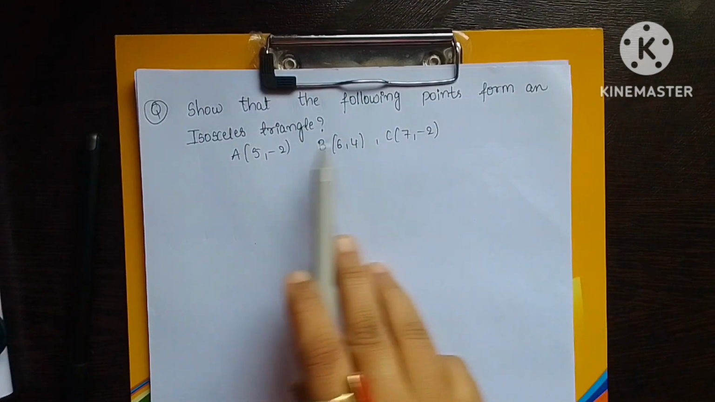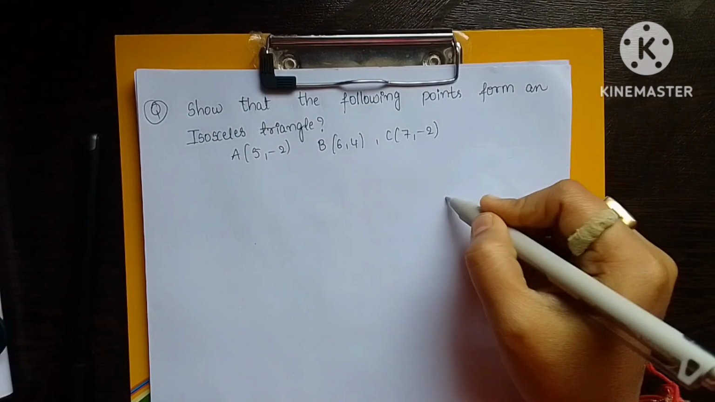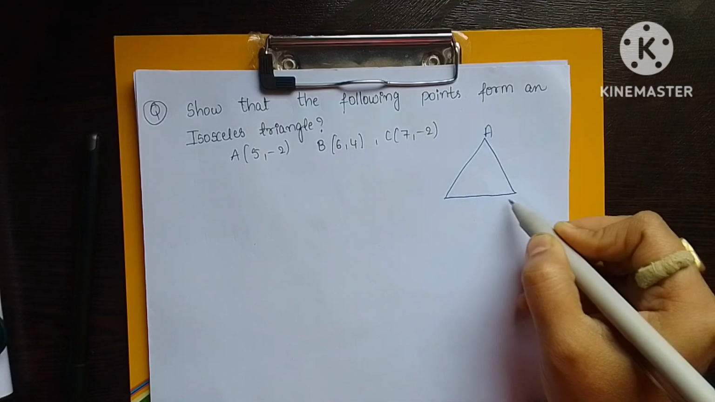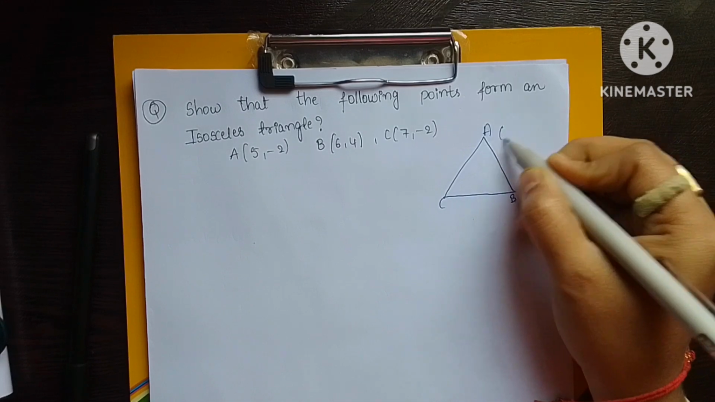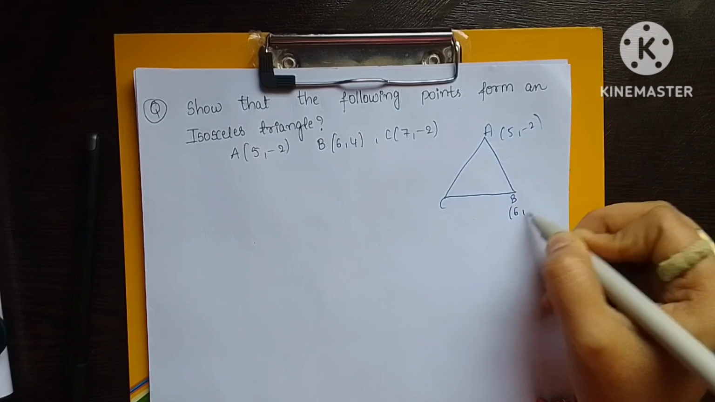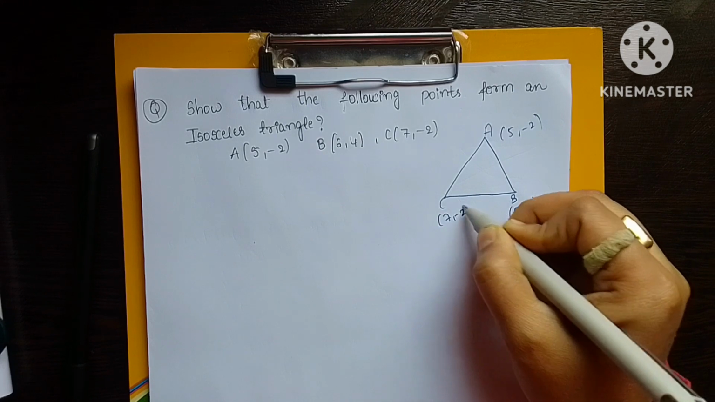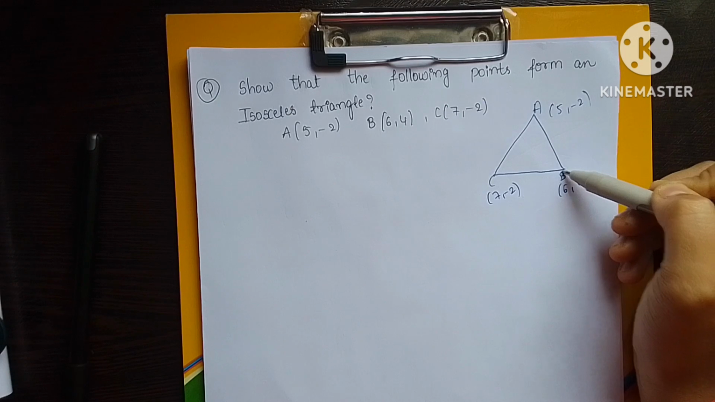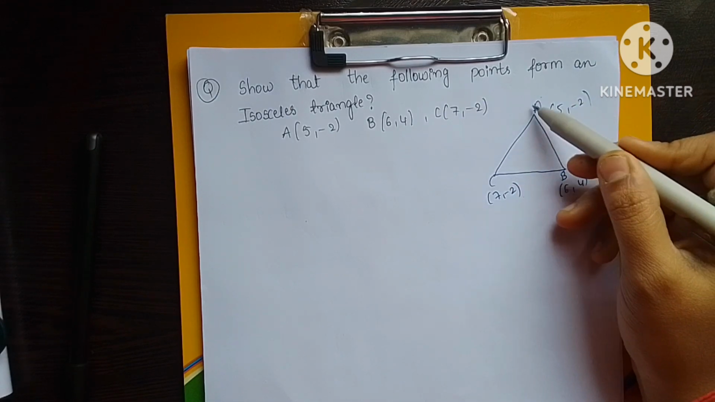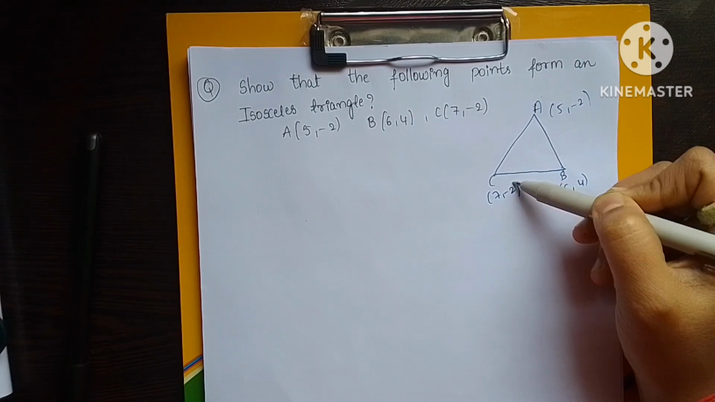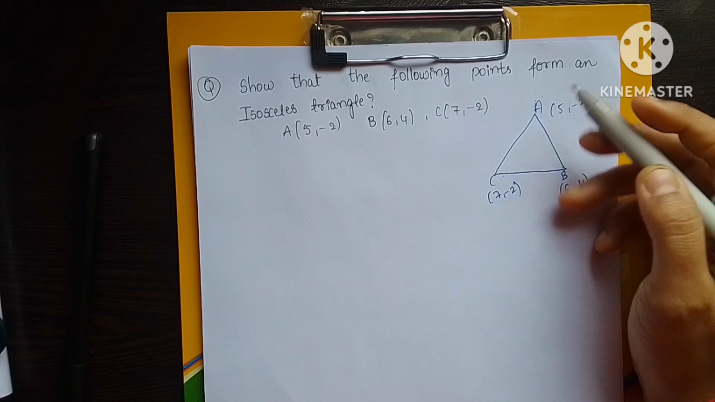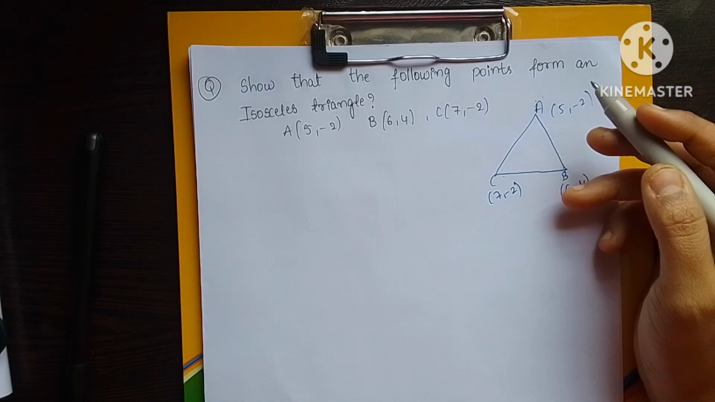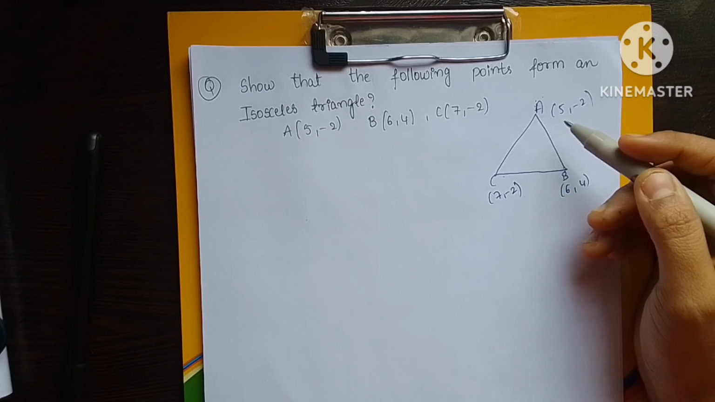Show that the following points form an isosceles triangle. Isosceles triangle means any two sides of the triangle are equal. A is 5 comma minus 2, B is 6 comma 4, and C is 7 comma minus 2. We have to show the distance from AB or BC or AC: AB equals BC, or else AB equals AC. Any two sides of the triangle should be equal. If they come equal, it is an isosceles triangle.